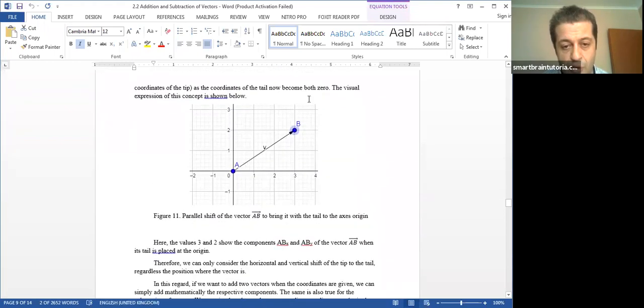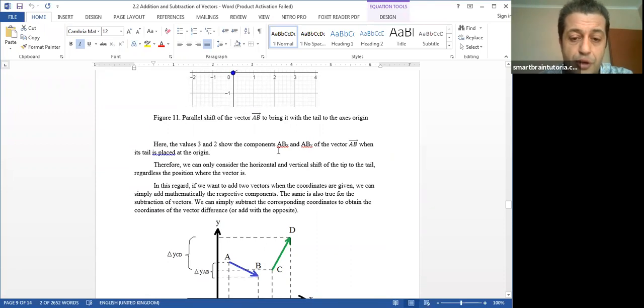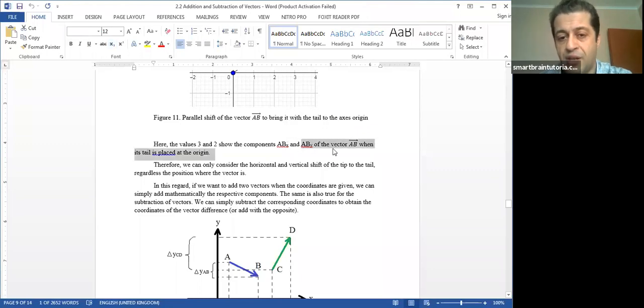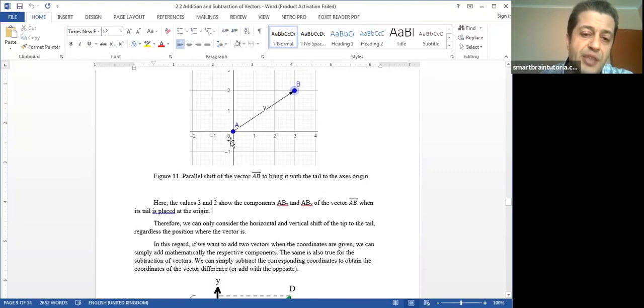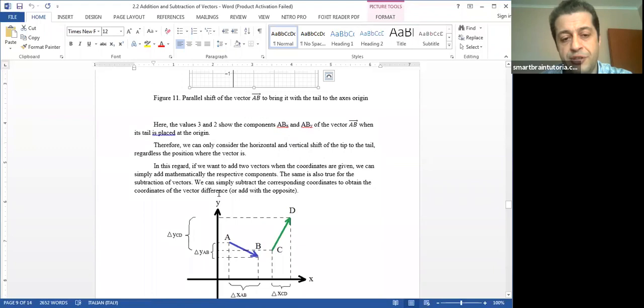This one is the figure. We carry it in parallel and bring the vector here. We are only considering the coordinates of the point B. Here the values 3 and 2 show the components of AB according to the x, the horizontal direction, and according to the y of the vector AB when its tail is placed at the origin. So we don't need any more 4 coordinates, but only 2.